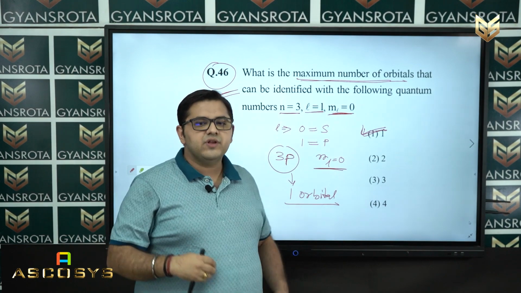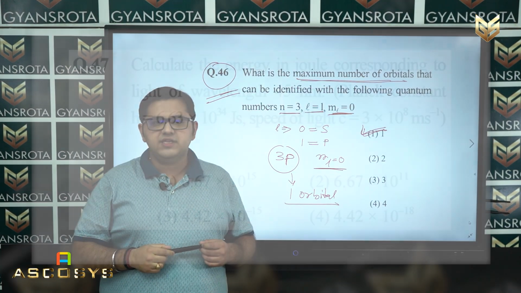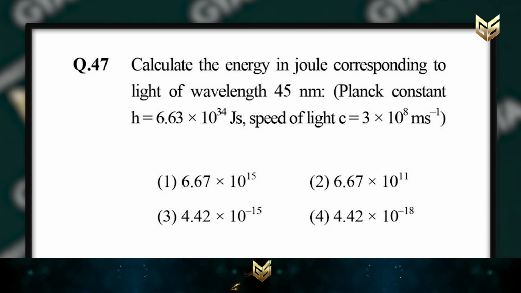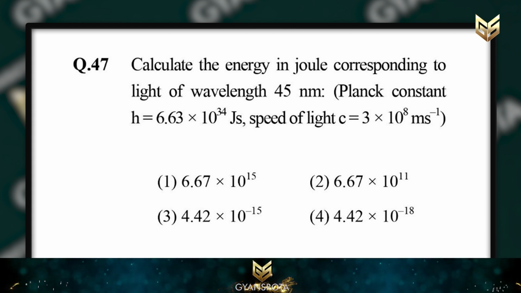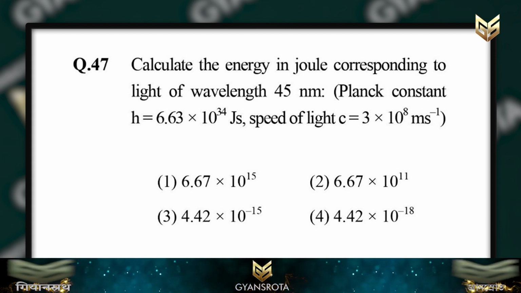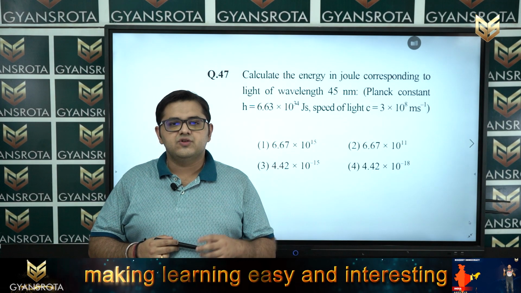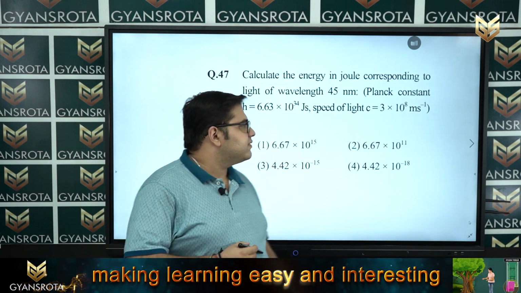Now we are moving to the next question, question number 47, which is on your screen. Calculate the energy in joules corresponding to light of wavelength 45 nanometer. They have given the Planck constant value h equal to 6.63 into 10 to the power 34 joule second, and the speed of light equal to 3 into 10 to the power 8 meter per second. So now we are moving to the solution part.